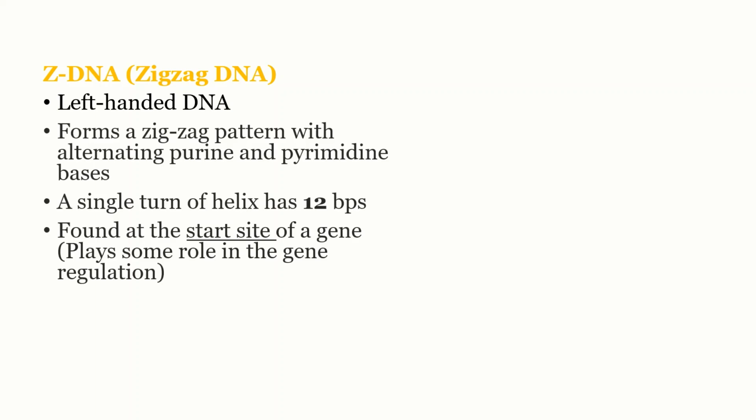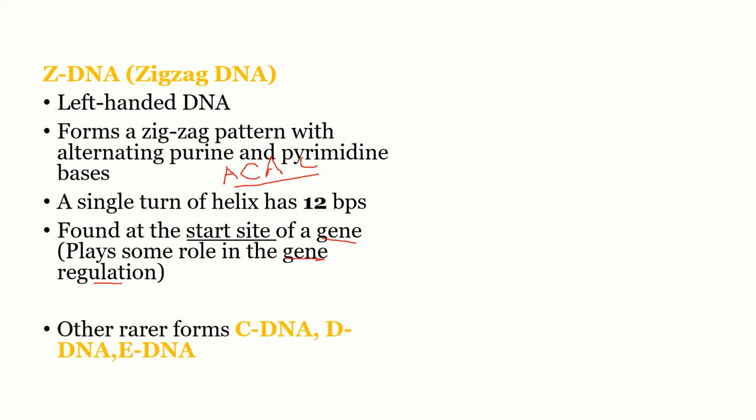The other form is Z DNA, or zigzag DNA. This one is left-handed, and a turn has about 12 base pairs, and it forms a zigzag pattern because of alternating purine and pyrimidine. Let's say a purine A and pyrimidine C, so AC, AC. If you have such a sequence, then it is likely to form a zigzag pattern, and it can be found at the start site of a gene. And again, it is involved in gene regulation, which we'll be coming across.